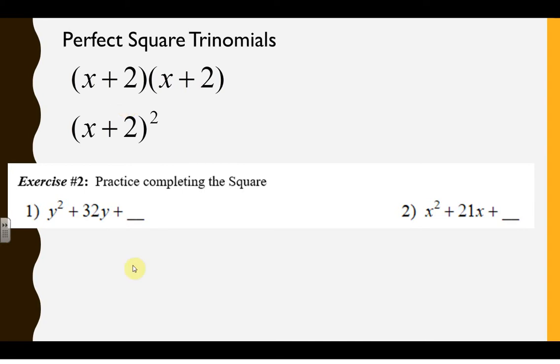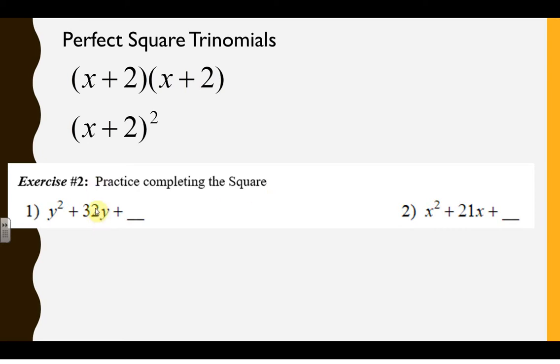I'm hoping this looks familiar, because last year we would say put your y's together, leave a space. Put your x's together, leave a space. So right now we're just going to practice filling in the space, completing that perfect square. Do you remember how to do it? Half b squared.